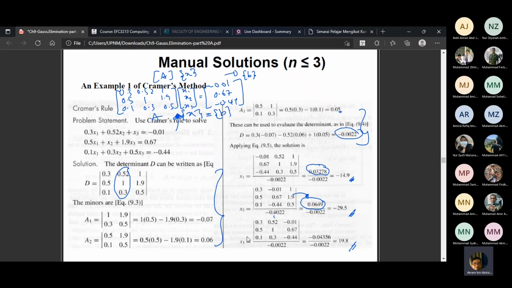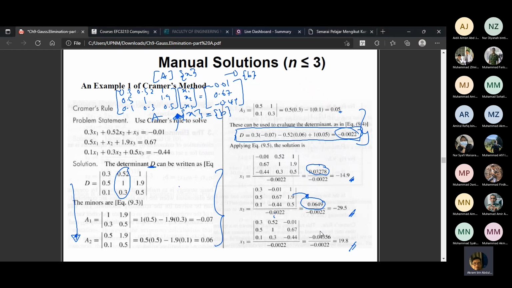So in order to use Cramer's rule, we need first to calculate what is the determinant D for this A matrix. If you calculate, you gunakan determinant, so kita akan kira, kita dapat negative 0.0022. So kaedah dia macam mana? Inilah kaedah dia. So this is jalan kerja dia. So jalan kerja you kena sentiasa ada ataupun tulis jalan kerja tersebut.